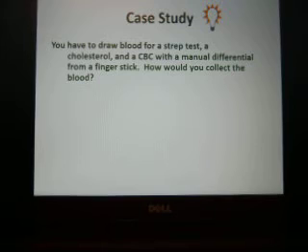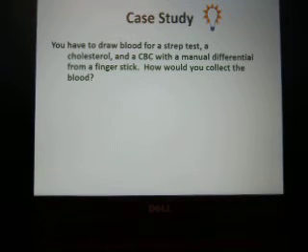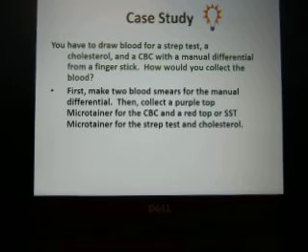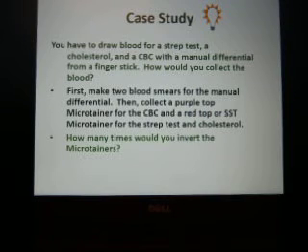So our case study: you have to draw blood for a strep test, a cholesterol, and a CBC with a manual differential from a finger stick. How would you collect the blood? Okay, first make 2 blood smears for the manual differential, then collect a purple top microcontainer for the CBC and a red top or SST microcontainer for the strep test and cholesterol. How many times would you invert the microcontainers?